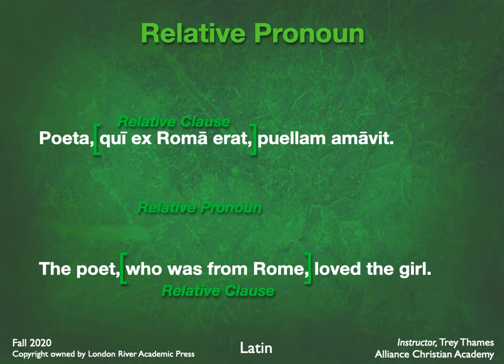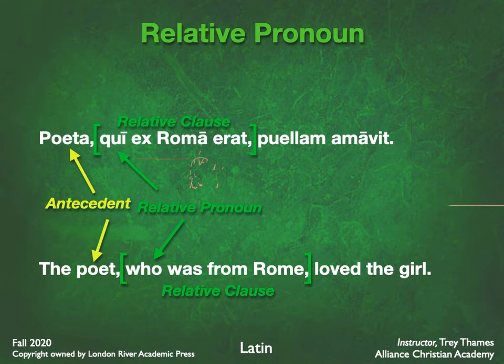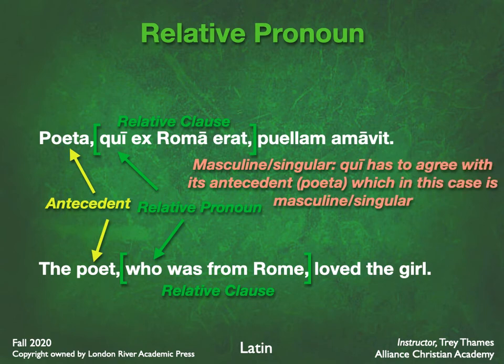Now, your relative pronoun in the Latin is qui. Relative pronoun in the English is who. And the antecedent for qui, the word that qui is referring to, is poeta. In the English, the word is poet. It's what who is referring to in the English. Now, the word qui here has to agree with its antecedent. And of course, the antecedent is poeta. It has to agree in gender and number. Poeta is masculine, and it is singular. So qui, the relative pronoun here, has to also be masculine and singular.